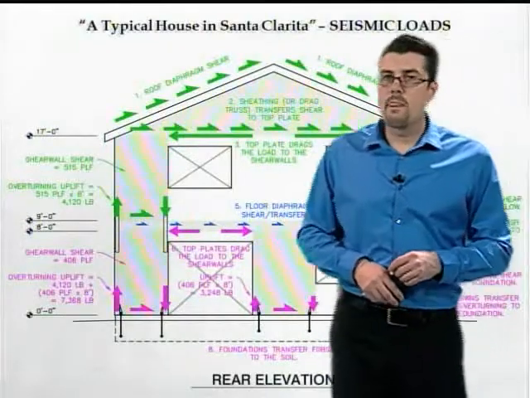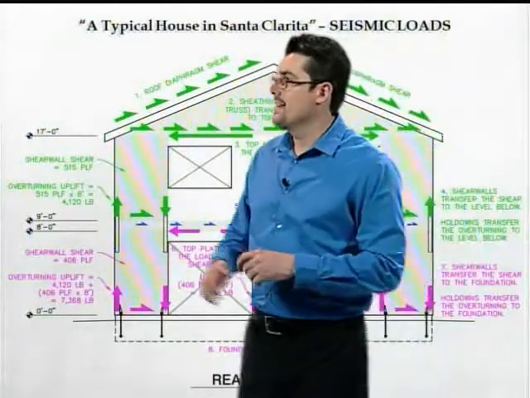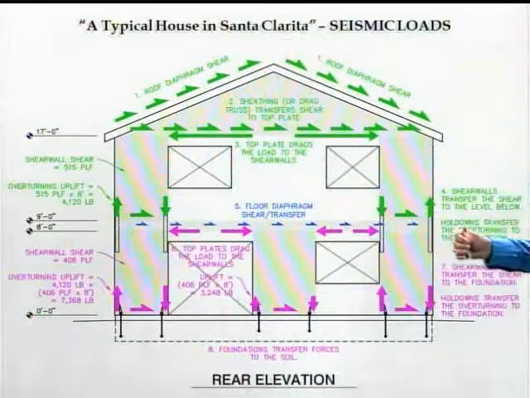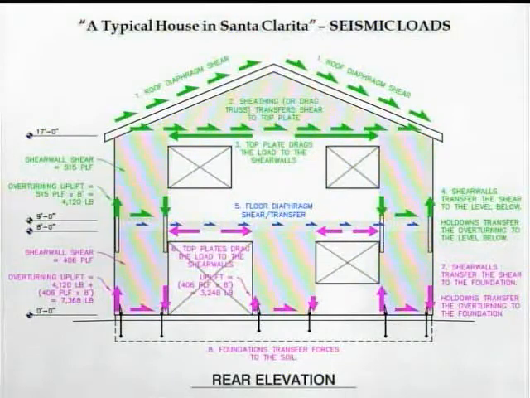Now, what I've provided for you here is an elevation view of the rear wall of our house. And all of the forces that we were just talking about in the floor plans, you can see those same forces here, but depicted as an elevation view. And so you can see the roof shear in green coming through the roof sheathing, transferring down to the top plate.